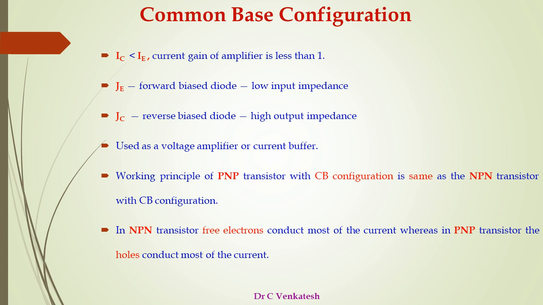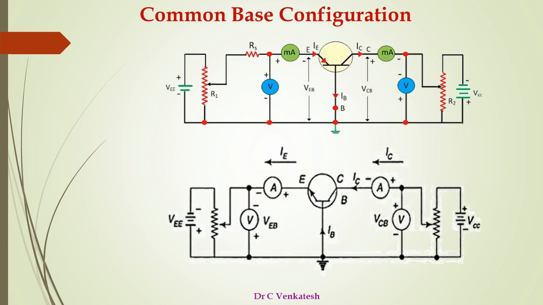The common base transistor amplifiers are primarily used in the applications where low input impedance is required. The common base amplifier is mainly used as a voltage amplifier or current buffer. This type of transistor arrangement is not very common and is not as widely used as the other two transistor configurations.